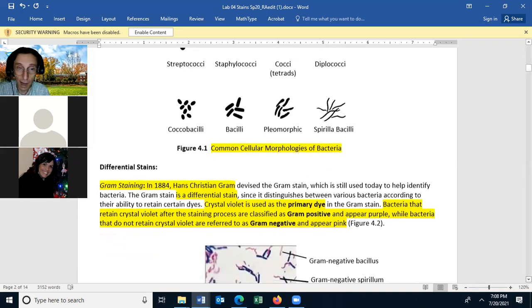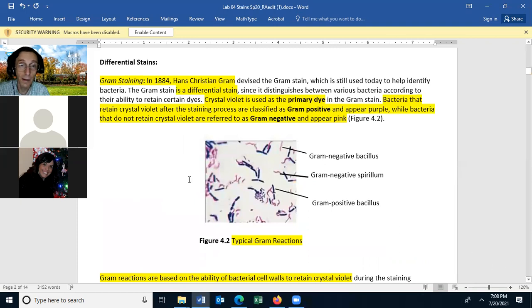The most commonly used differential stain was the Gram stain, which was invented in 1884. You don't need to know the year, but you should know that Dr. Hans Christian Gram invented the stain, and that's why you should make it a capital G whenever you spell out Gram stain. It is a differential stain in that it allows you to see differences in the cell walls of bacteria.